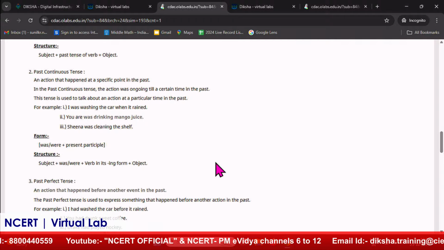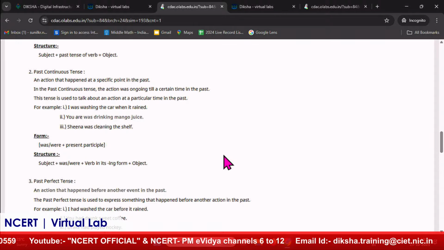Sheena was cleaning the shelf, so for Diwali, let's say. So this is something that happened particularly at the moment of Diwali, right. And she was doing that activity. If it was just Sheena cleaned the shelf, it would be simple past. Was cleaning the shelf, if you want to add more context, you can. That will be past continuous.